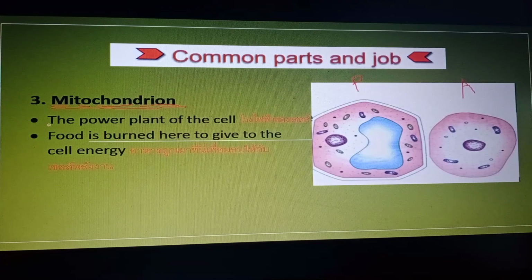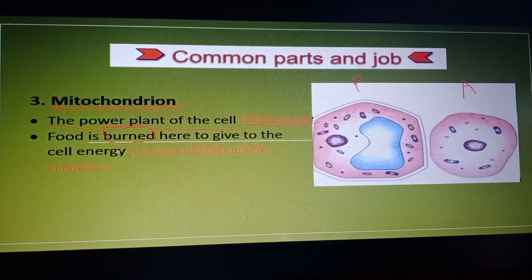The mitochondrion works as the power plant of the cell. This is the Thai translation. In this part, the food is burned to give the cell energy. So during this part of your cell, the food is burned in order to give energy to the cell. So that is your mitochondrion, or mitochondria.